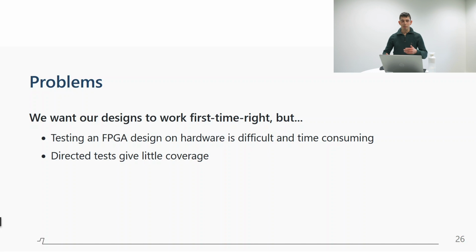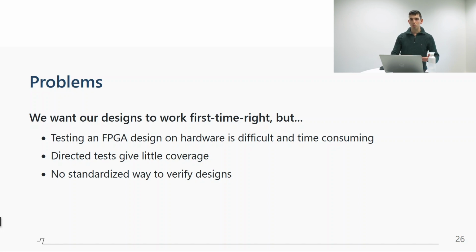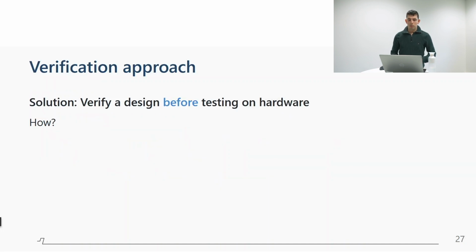Secondly, when doing directed tests in simulation, it takes a lot of time to get the right coverage. So in practice, you end up with having little coverage in simulation. And thirdly, we had no standardized way of writing test benches for our designs. So in order to solve these problems, we changed our approach to verification. First and foremost, our approach is that we want our designs to work before we go to hardware. How do we do this?